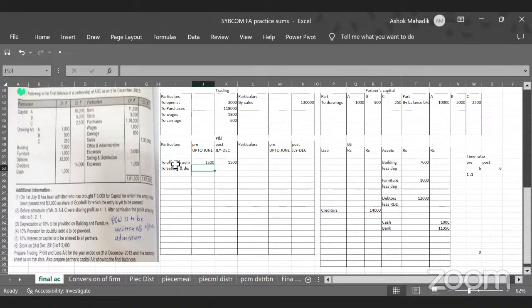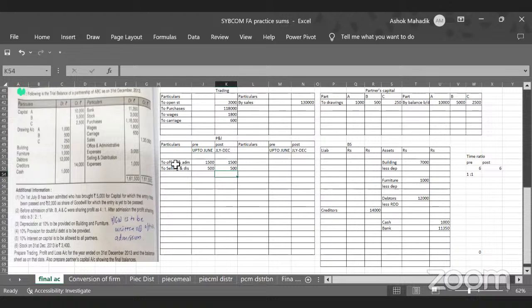Okay. Since sales of pre and post is not given separately, we presume that sales is equally divided over the 12 months. So we'll take time ratio only. Okay, so amount is 1000. So we'll distribute 500 each period. Okay. Done. So we are done with the posting of trial value.